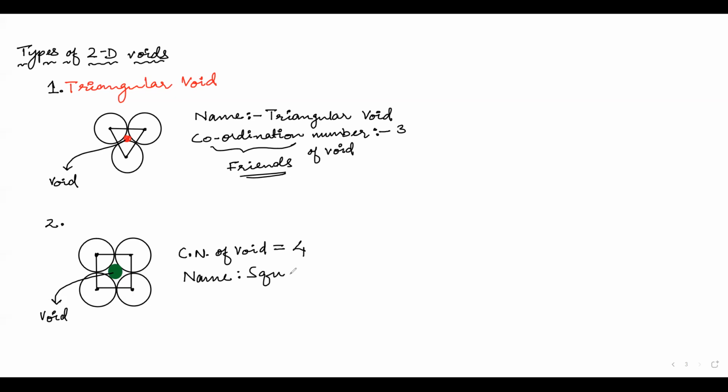Okay, this is what? Square planar void. I won't say you were wrong. You were all right. Those who have written quadrilateral, it is a quadrilateral, that is right, but it is a specific type of quadrilateral which has all its sides equal and the interior angles are 90 degrees. And it is not tetrahedral, because tetrahedral is a 3D shape. So this is your square planar void.